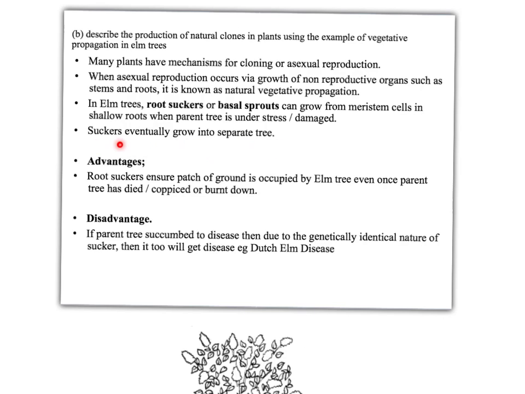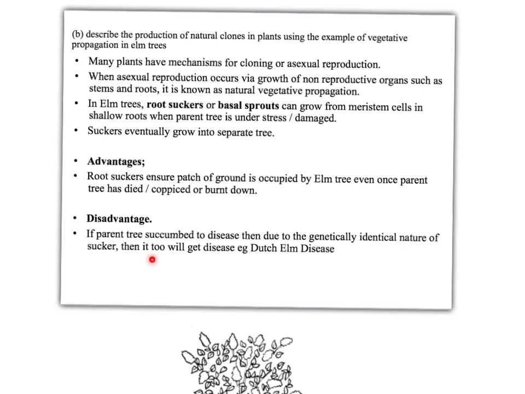Advantage: root suckers ensure a patch of ground is occupied by elm trees even once the parent tree has died out, has been coppiced or burnt down. Disadvantage: if the parent trees succumb to a disease such as Dutch elm disease, it means all the trees and all the suckers will succumb to the same disease.